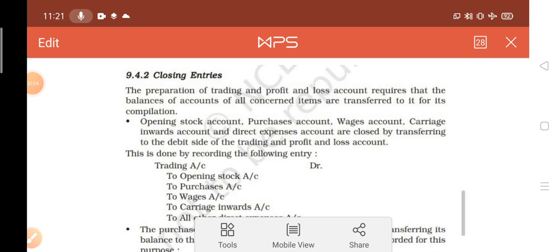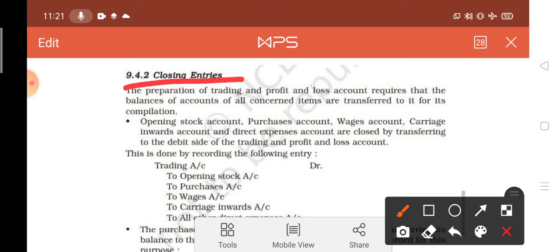Children, this is chapter number 9, Financial Statement, part 2. In the previous part, we have already learned how to prepare the trading account and profit and loss account. I have given the format and we have done questions on the trading account and profit and loss account. Now today in this part we will do the preparation of the balance sheet and some closing entries. So first of all, we will start with the closing entries.